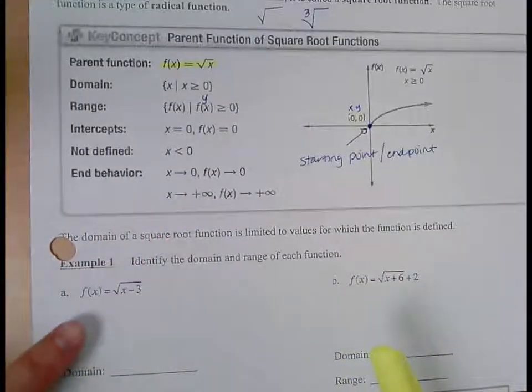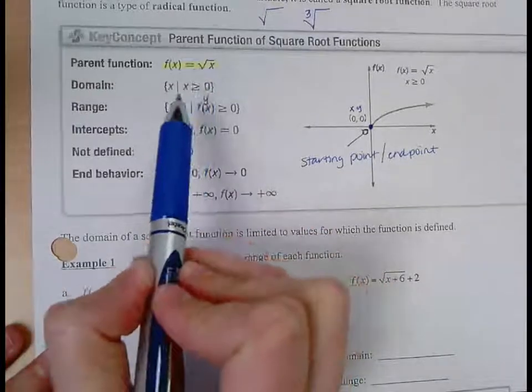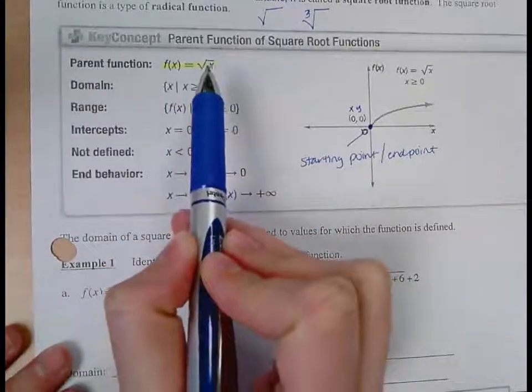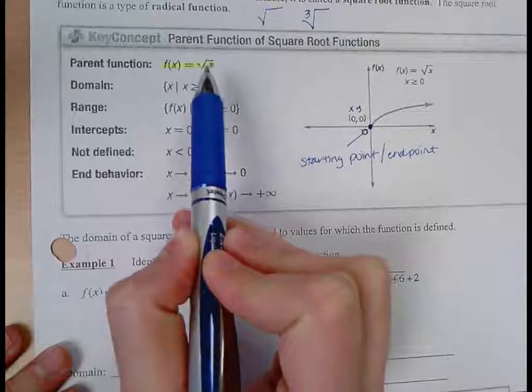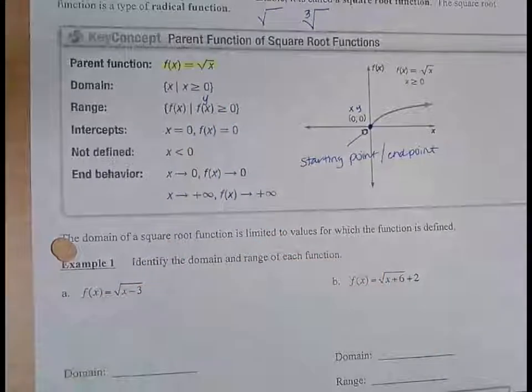I'll actually refer to this as we go through A. We're going to find the domain first. But notice in the parent function, you have the square root of x, and that means the x, because it's in the square root, has to be greater than or equal to 0. It can't be negative because you can't take the square root of a negative.